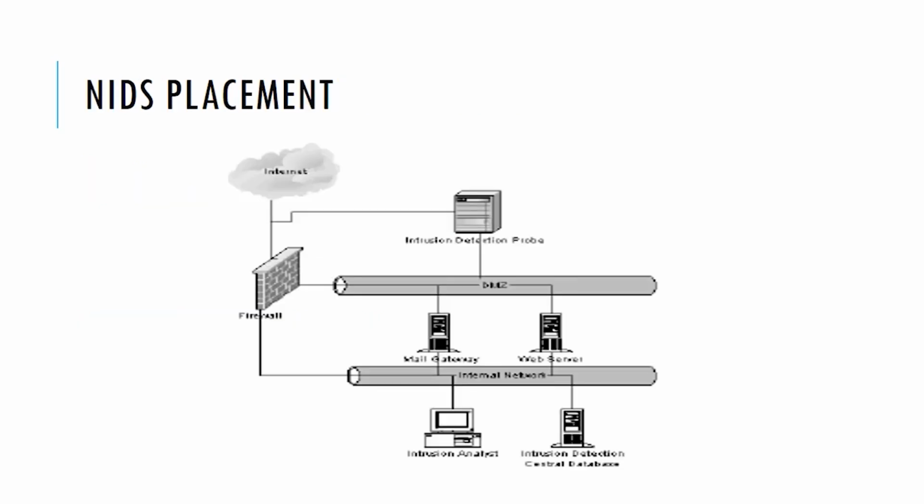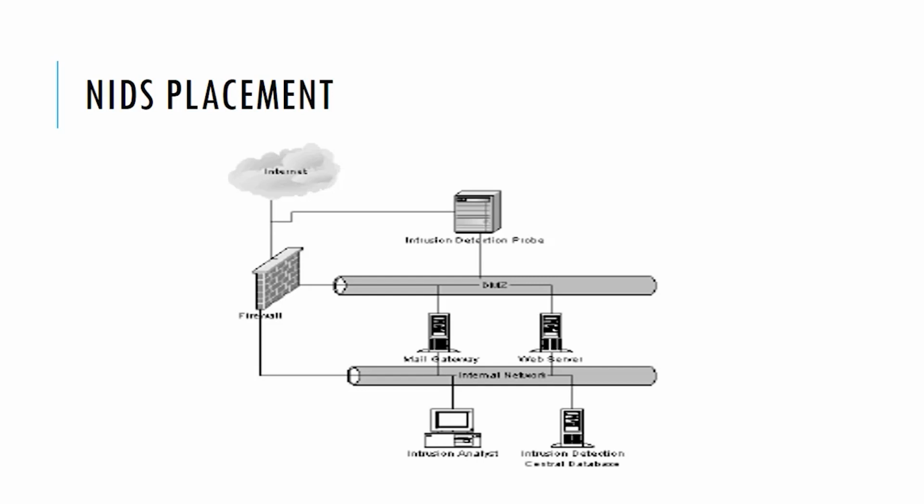Let's have a look at this diagram and see where I can place the NIDS. In this diagram, we can say the intrusion detection probe is set at 2 points. The traffic coming from the internet reaching the firewall, the input of the firewall from the internet, is detected through the intrusion detection probe, and the output of the firewall to the demilitarized zone is detected through the intrusion detection probe. It is as if this intrusion detection probe is measuring the performance of the firewall.